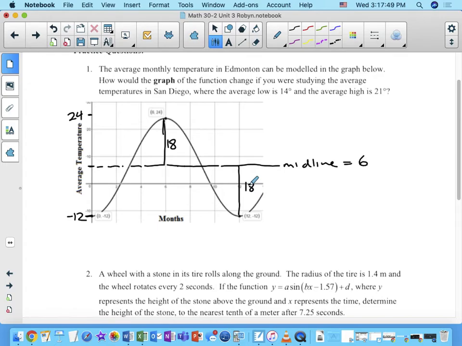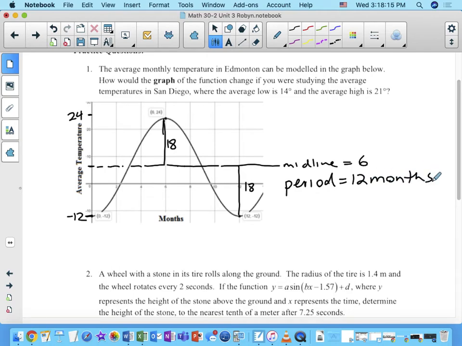Okay, what's the period of this function? We're looking at average temperatures throughout a year. 12 months, exactly. Because after 12 months, the temperatures tend to repeat themselves. So the period is 12 months, or 1 year.